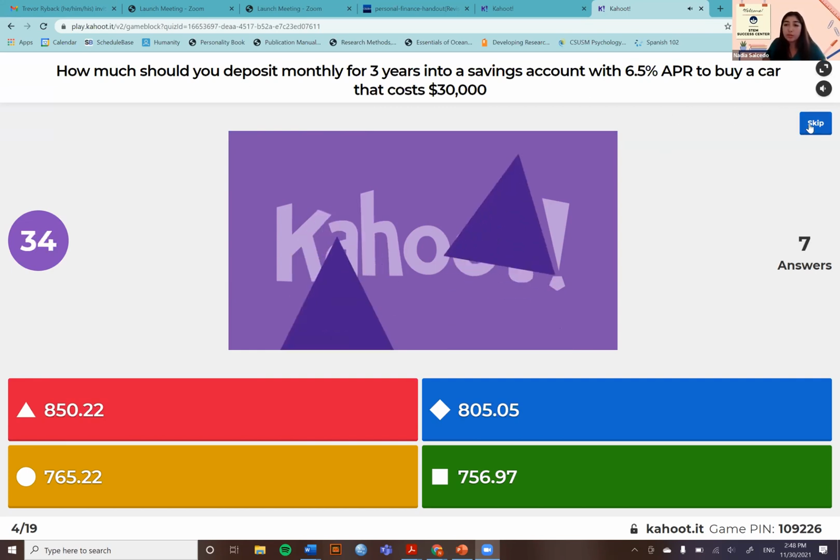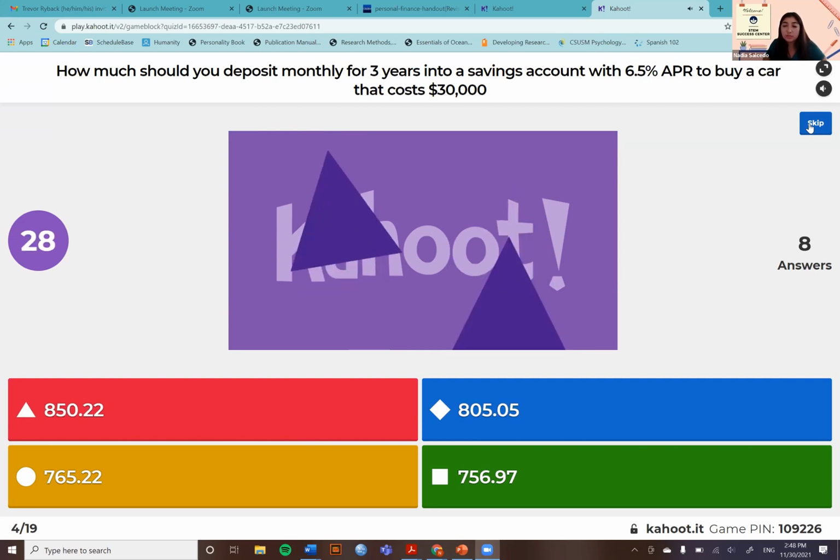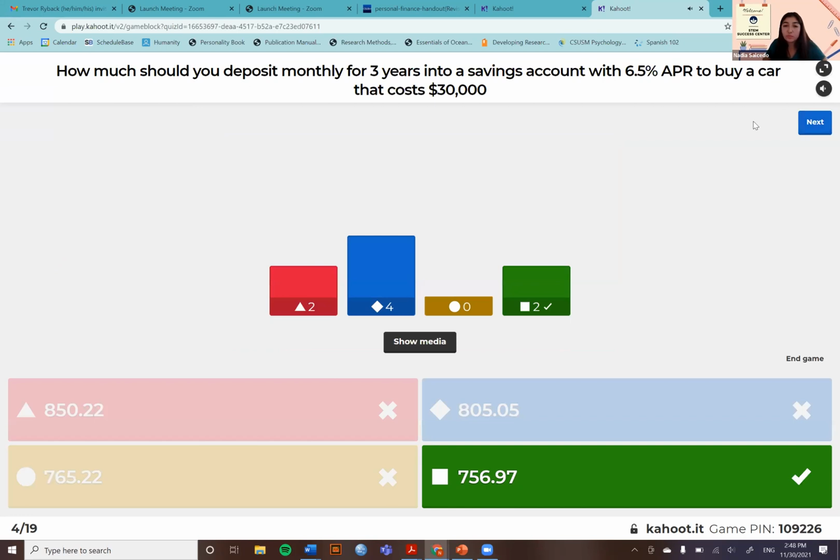Okay, I'm going to go ahead and go on. We did get some mixed answers, so I'll go over this one. This one is asking how much you should deposit monthly for 3 years. When we see how much should you deposit, we're trying to find our needed monthly deposit. And we have a goal of 30,000.